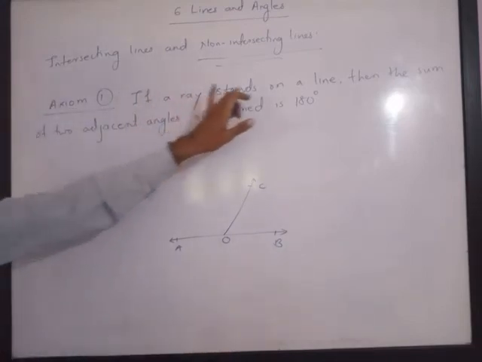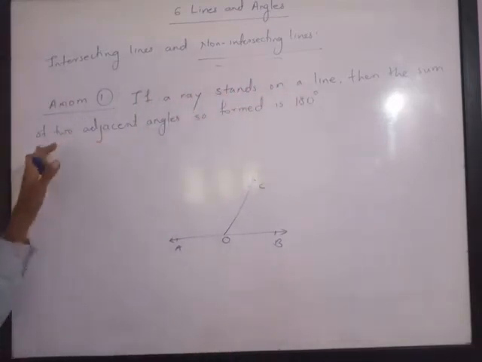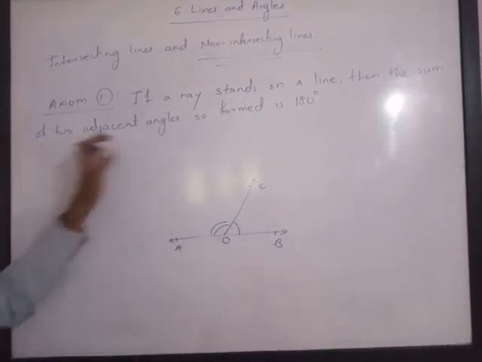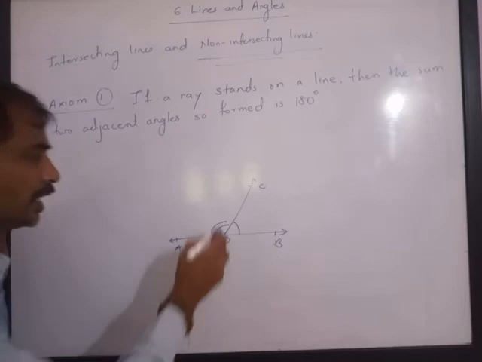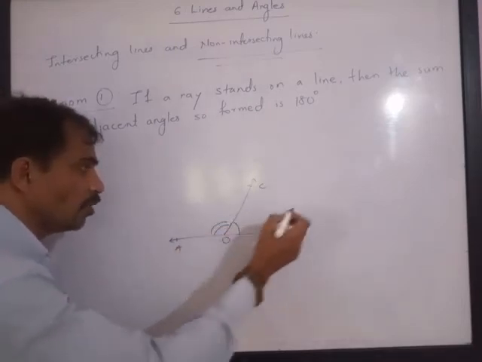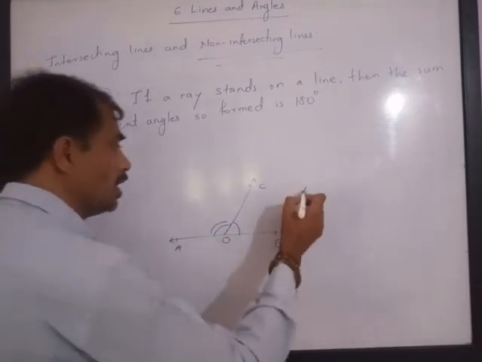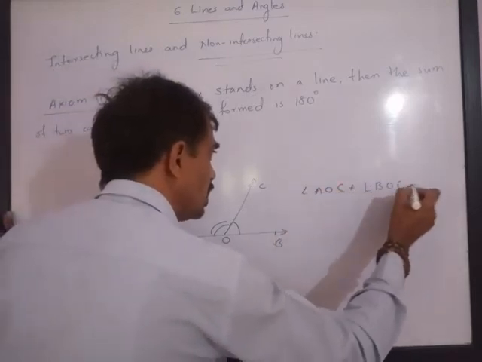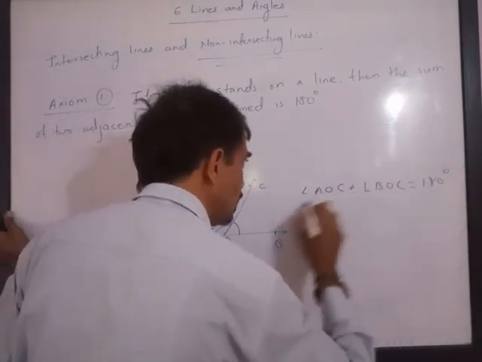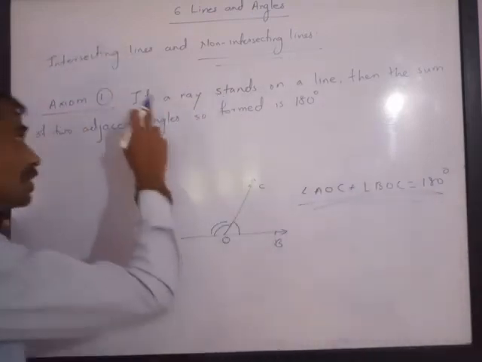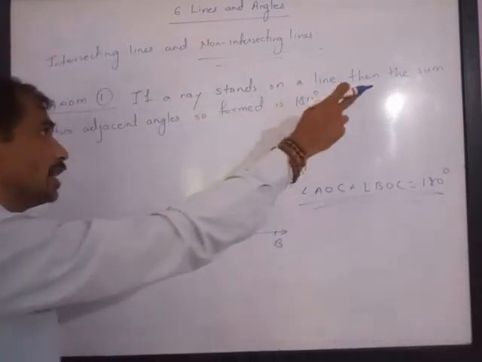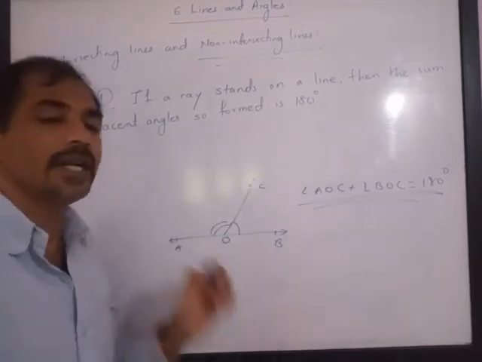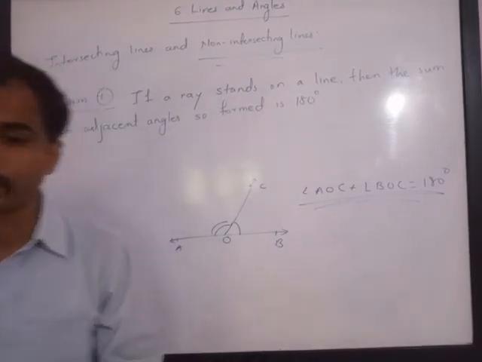If a ray stands on a line, then the sum of two adjacent angles, these are two adjacent angles, so formed is 180 degrees. So the sum of these two angles, that is, angle AOC plus angle BOC, is always equal to 180 degrees. This is what the statement means. If a ray stands on a line, then the sum of two adjacent angles so formed is 180 degrees.